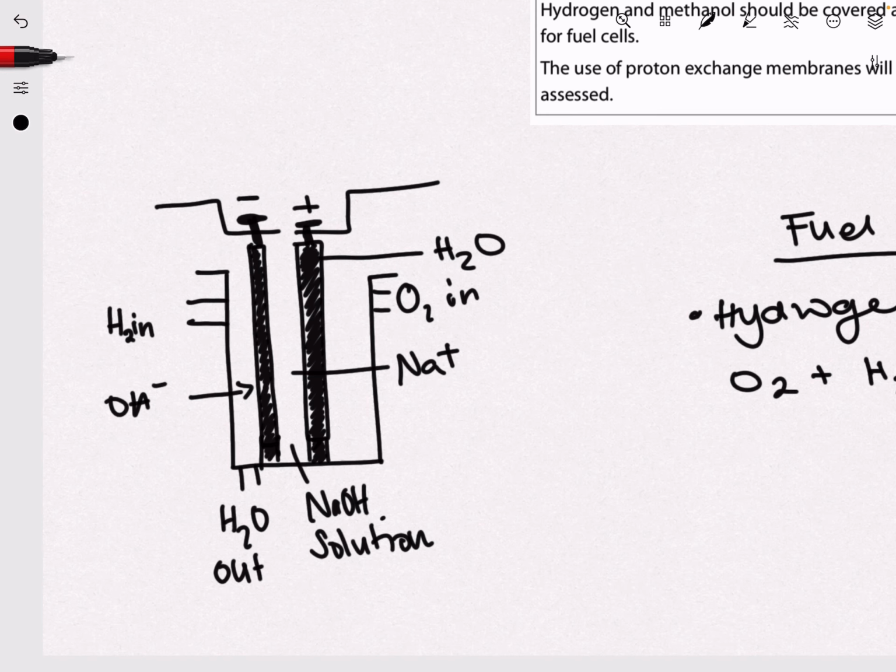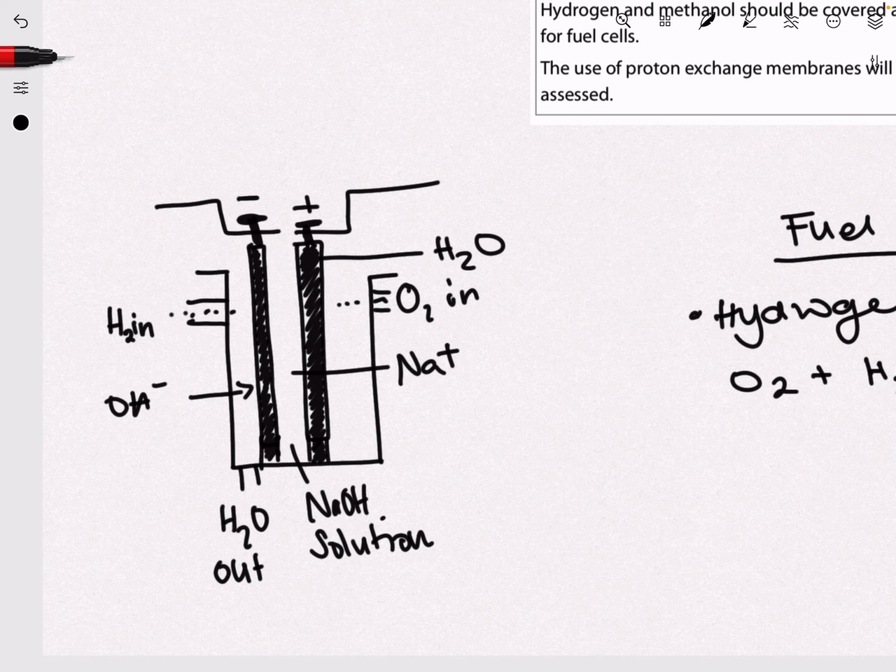So here we have a diagram of what a hydrogen fuel cell would look like, and as we see, hydrogen and oxygen both enter through the sides and they will reach these electrolytes. At the negative terminal we have hydroxide ions, whereas in the positive we will have water, and at the very middle we will have a NaOH, or sodium hydroxide, electrolyte solution, aqueous sodium hydroxide, and it's contained within the cell using these porous electrodes to allow the passage of water, hydrogen, and oxygen through them.